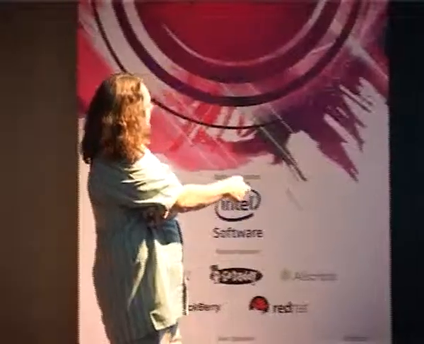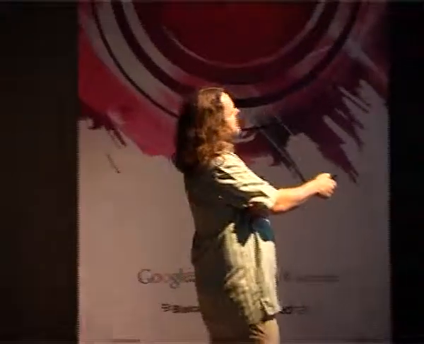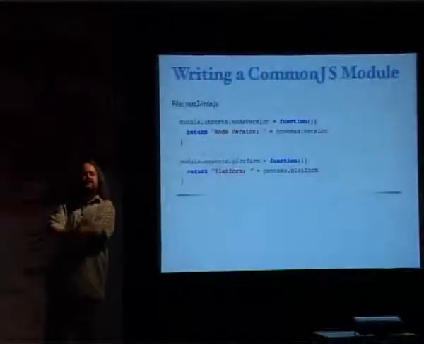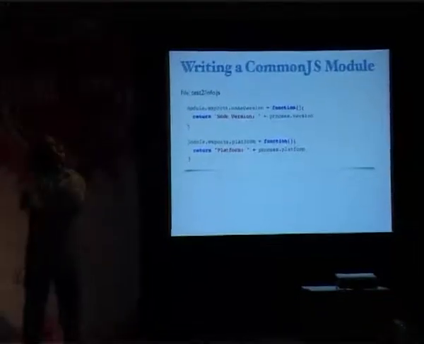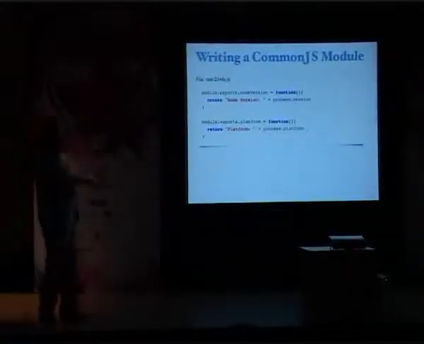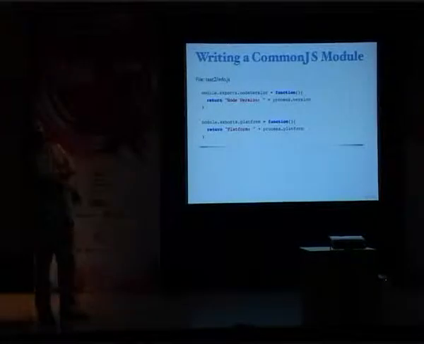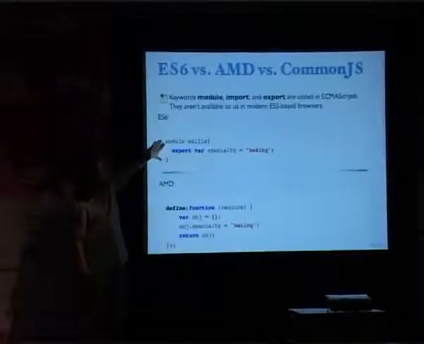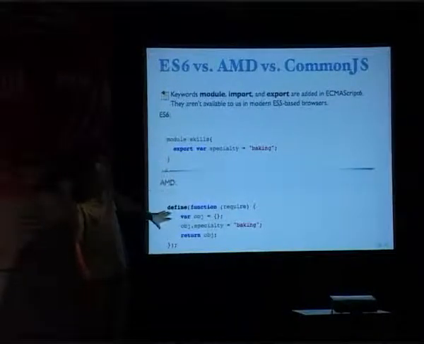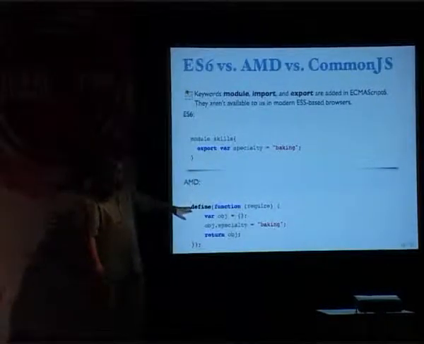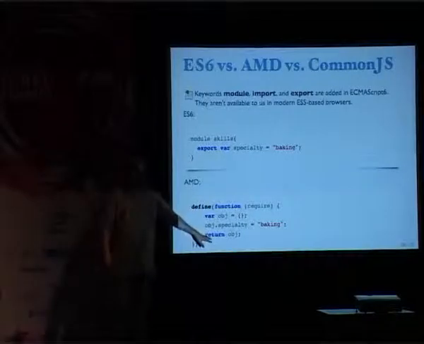So a CommonJS module ends up looking like this. If I have another file named info, but I start saying module.exports.nodeVersion, module.exports.platform, this now is a CommonJS module. Remember, modules are all about imports and exports. So when we start seeing module.exports, this is the CommonJS way of doing things. In ECMAScript 6, we'll say module skills. In AMD, we would have a file named skills.js, and we would define and return.